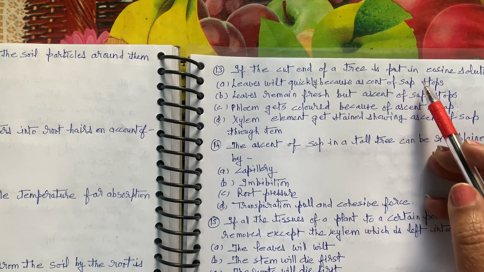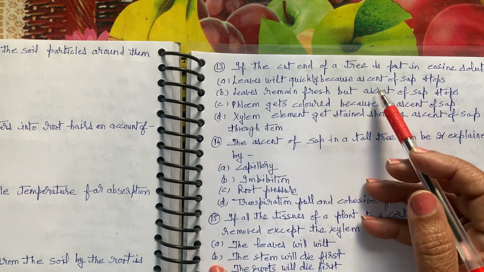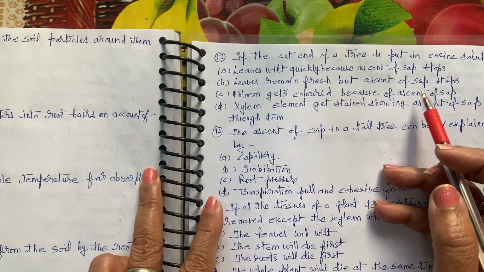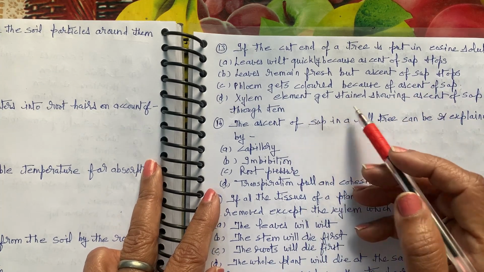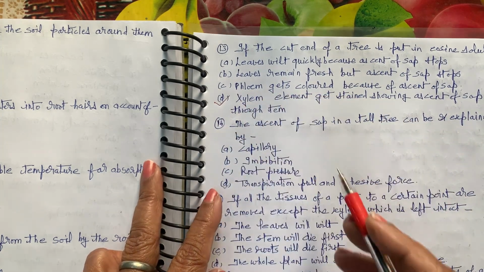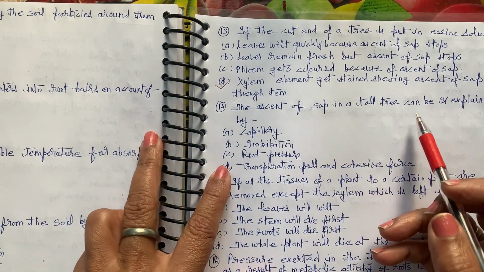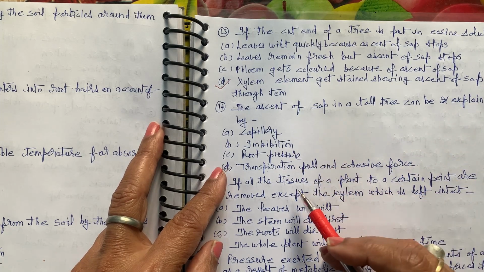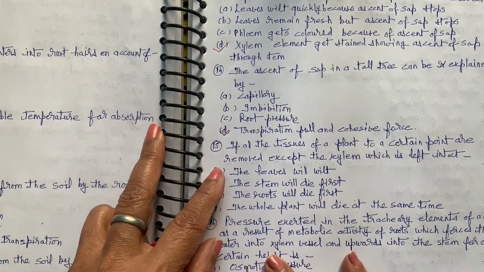If the cut end of a tree is put in eosin solution, leaves will wilt quickly as ascent of sap stops, leaves remain fresh but ascent of sap stops, phloem gets colored because of ascent of sap, xylem elements get stained showing ascent of sap through the stem. Correct option is D. Xylem elements get stained showing ascent of sap through the stem. The ascent of sap in the tall trees can be explained by capillary imbibition, root pressure, transpiration pull and cohesive force. The correct option is transpiration pull and cohesive force.